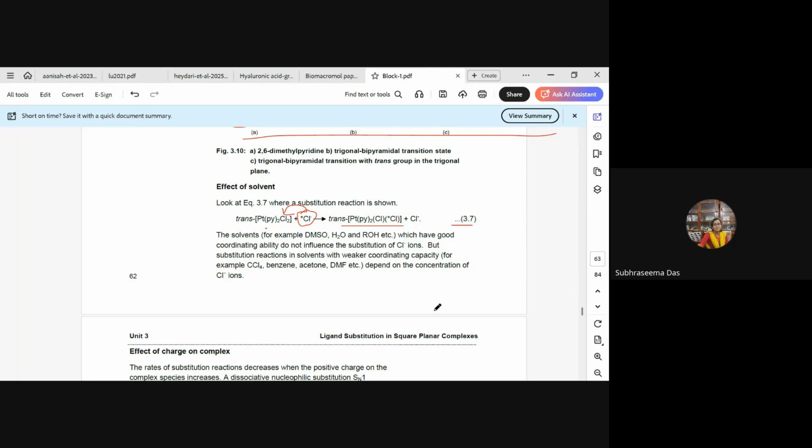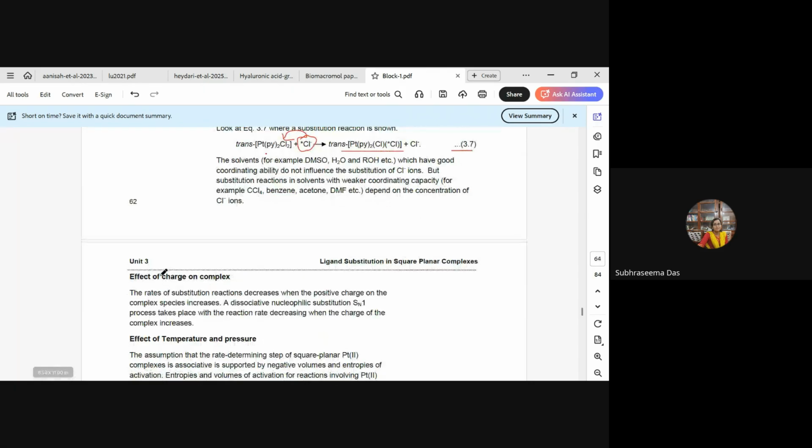If we take solvents like DMSO, water or alcohol, they have good coordinating ability and do not influence the substitution of chloride ions. But substitution reactions in solvents with weaker coordinating capacity, for example CCl4, benzene, DMF, etc., depend on the concentration of Cl minus.